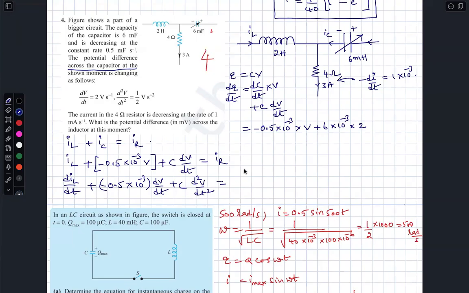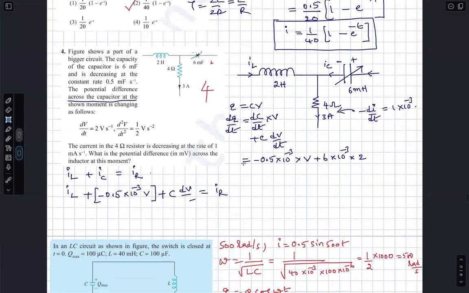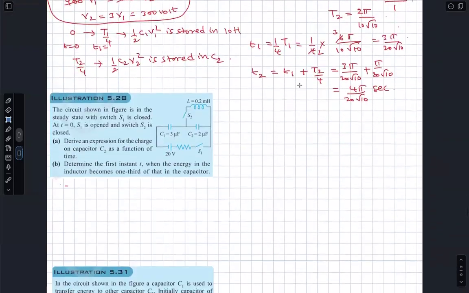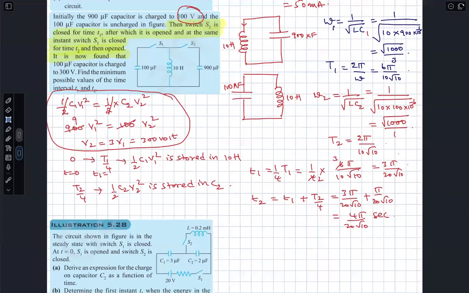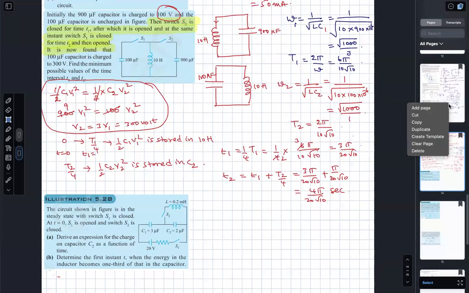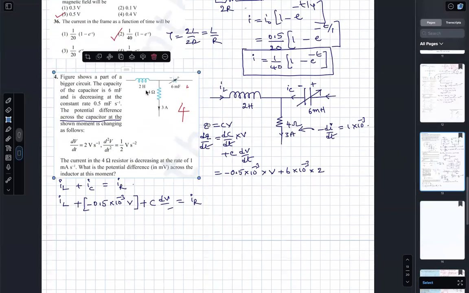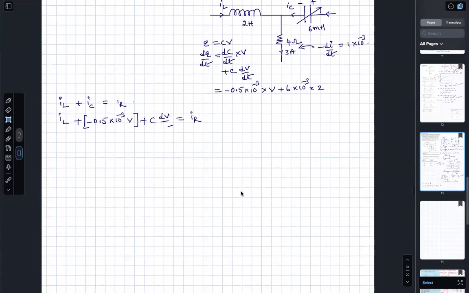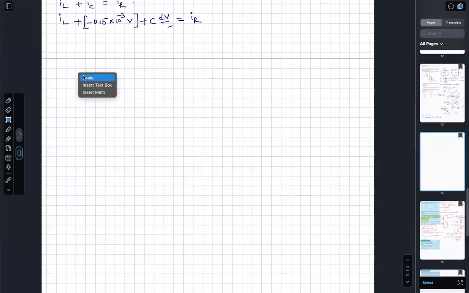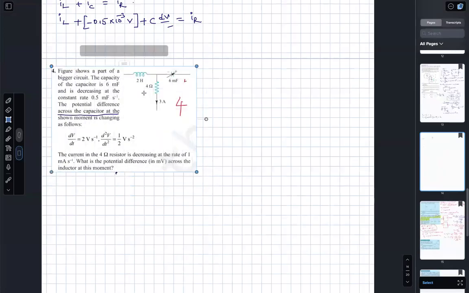I need some space here. I create a fresh page where I require fresh space. Add page. I will take up this now. Right.